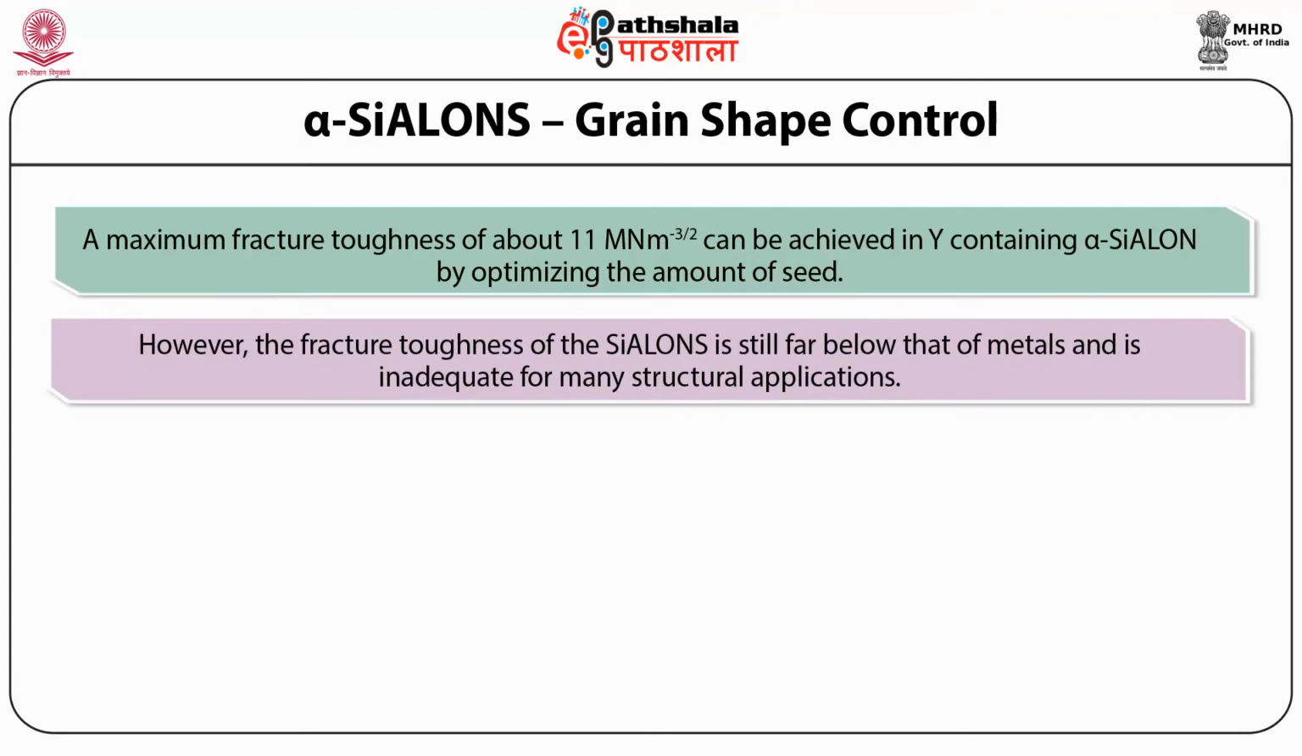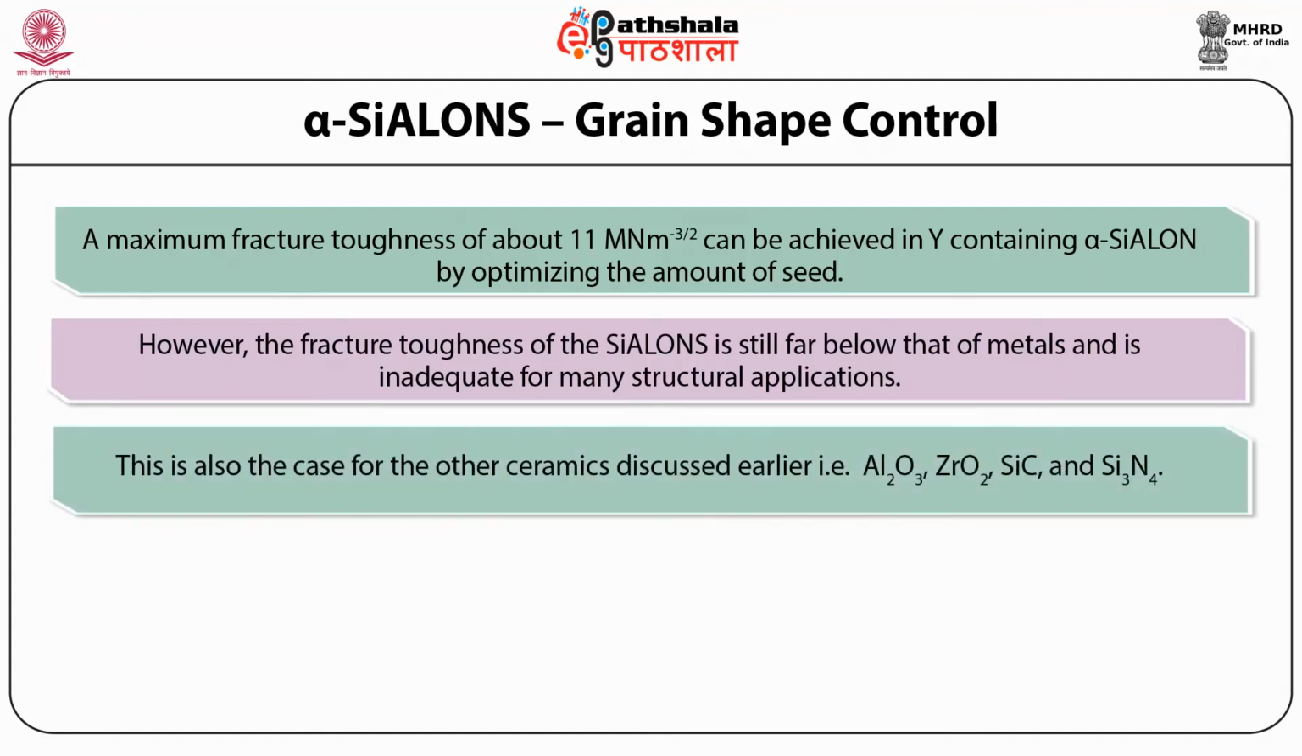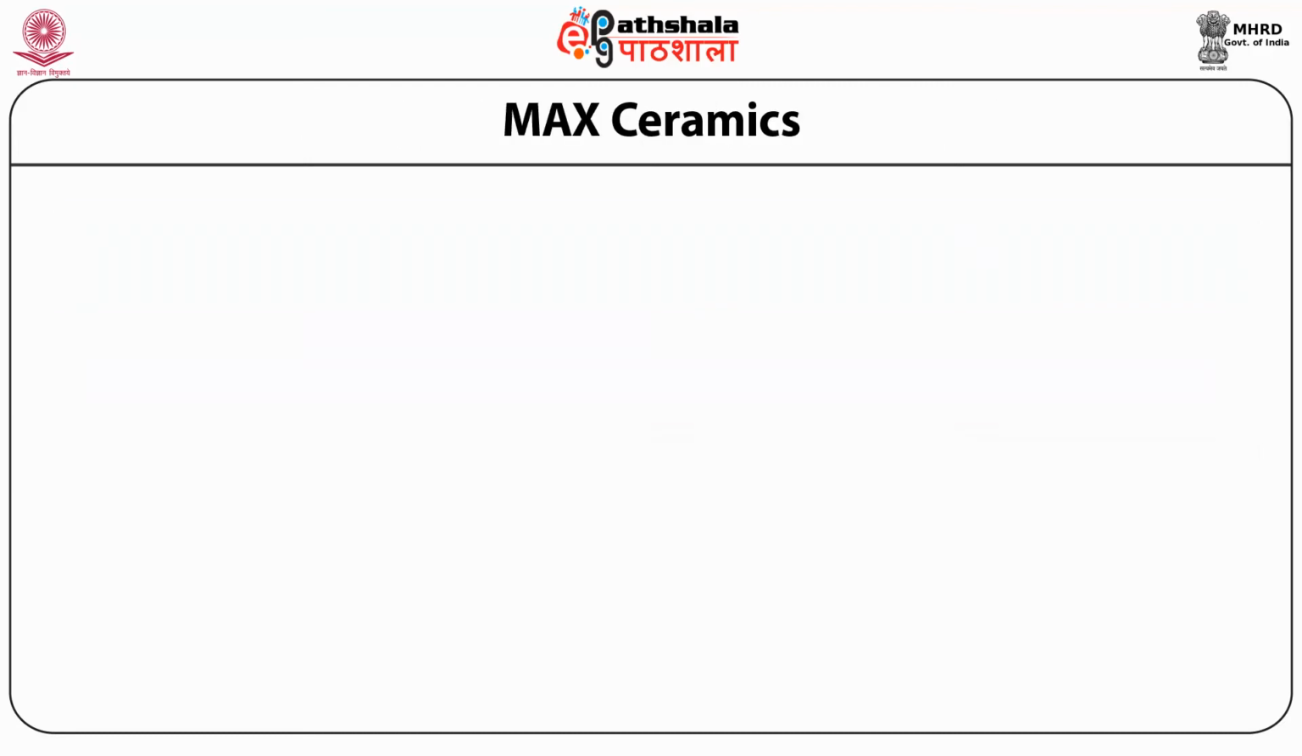However, the fracture toughness of the sialons is still far below that of metals and is inadequate for many structural applications. This is also the case for the other ceramics discussed earlier, that is Al2O3, zirconium oxide, silicon carbide and silicon nitride. Here come MAX ceramics.